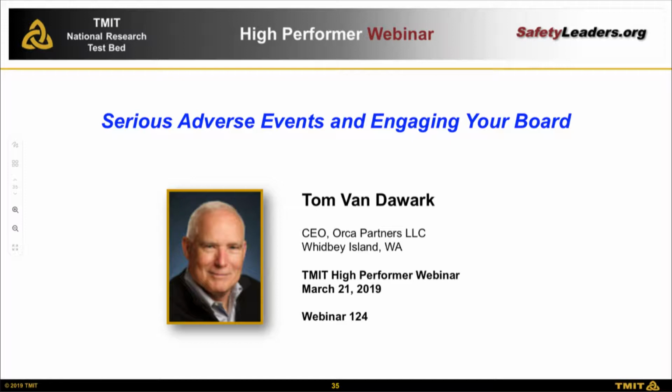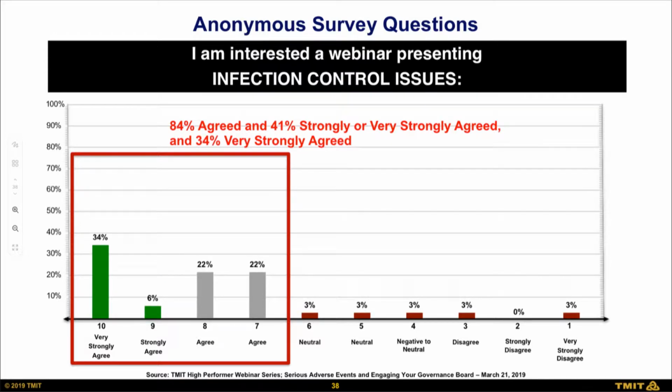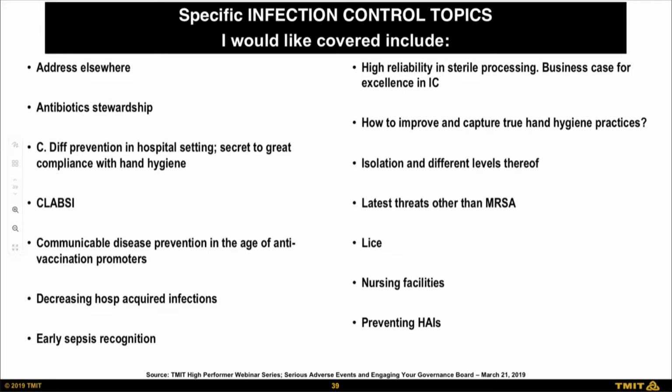I'll finish up by giving you just an update from our webinar with Tom Vanderwark, who covered governance issues. He actually earned a 100% Net Promoter Score, so we know that he really hit the topical areas. 82% agreed that they'd like to have more governance board issues. Are you interested in a webinar regarding infection control issues? And we had 34% give it a 10. Interestingly, 6% gave it a 9, but we still have a strong agreement. So this year we'll continue to address sepsis and a number of infection control issues.